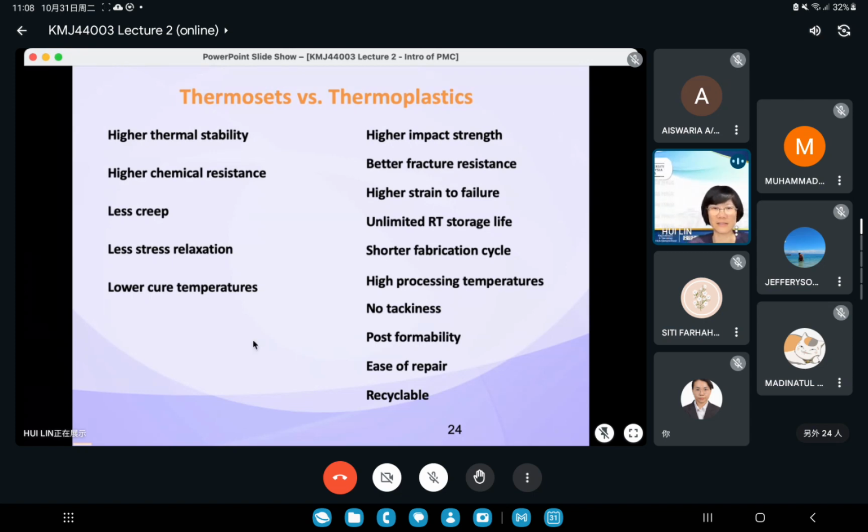Tackiness, okay, so you can say thermoplastic has no tackiness, but thermoset has tackiness. Yeah, so like this, side by side. Okay, so this is a bad example. And then for thermoset you put non-recyclable. Thermoplastic is recyclable. Something like that, okay? So make it clear. Make a table with columns.